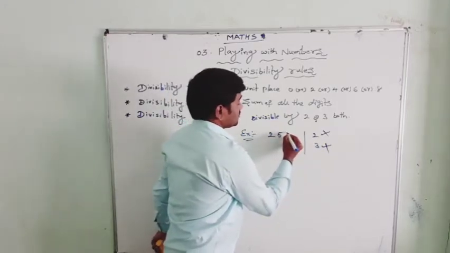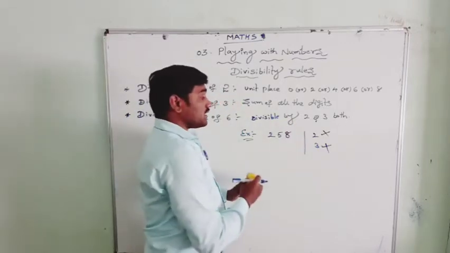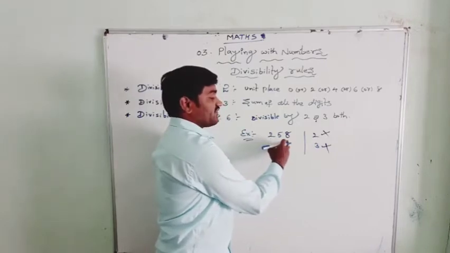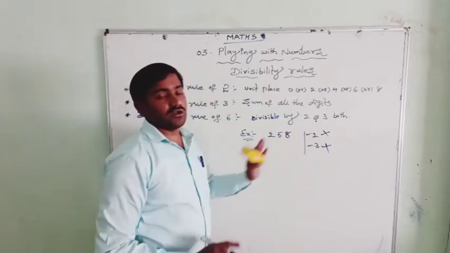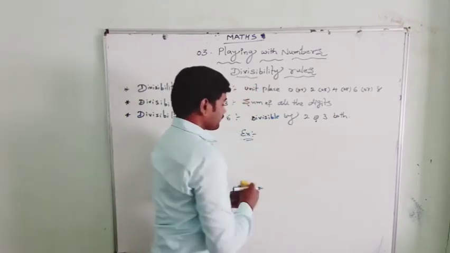Now let me give you one more number. Now see, in this case, the number 2 plus 5 is 7, 7 plus 8 is 15. 15 is divisible by 3. And the last digit is 2, so it is also divisible by 2.